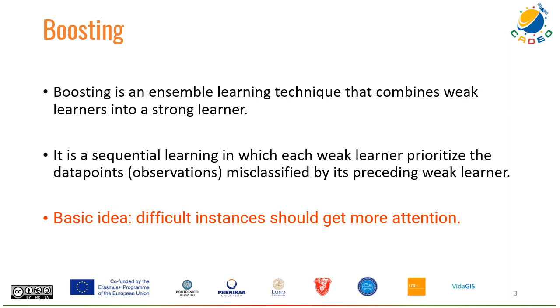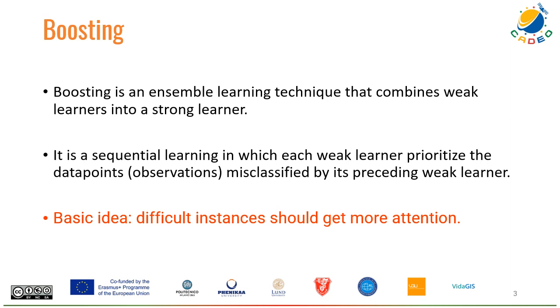Now let's move to the second technique of ensemble learning, which is called boosting. Boosting is an ensemble learning technique that aims to combine multiple weak learners into a strong learner. Unlike bagging, where base models are trained independently, boosting involves sequential learning, where each weak learner is trained to prioritize the data points misclassified by its preceding weak learners.